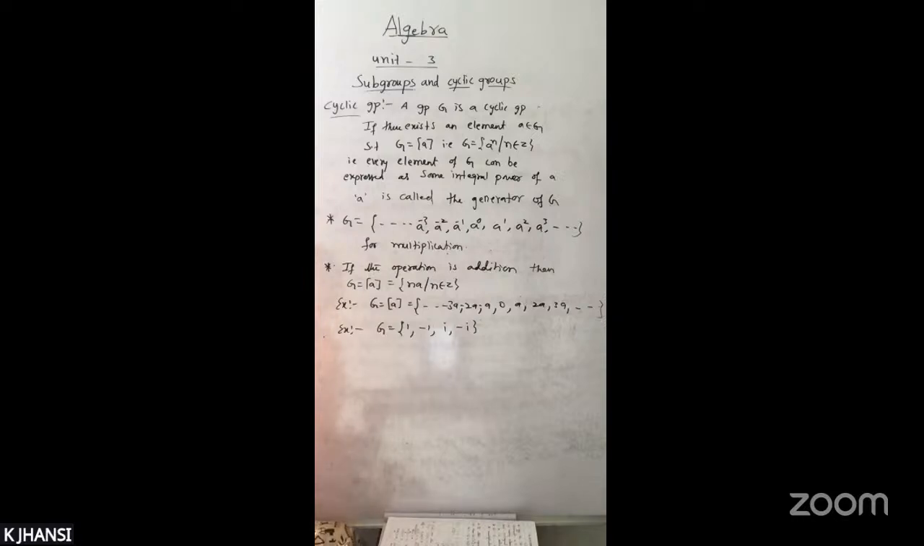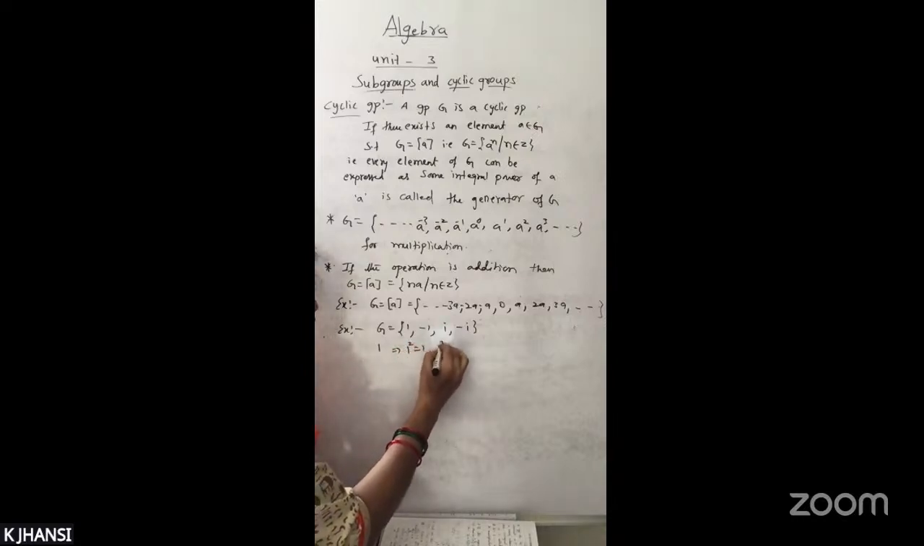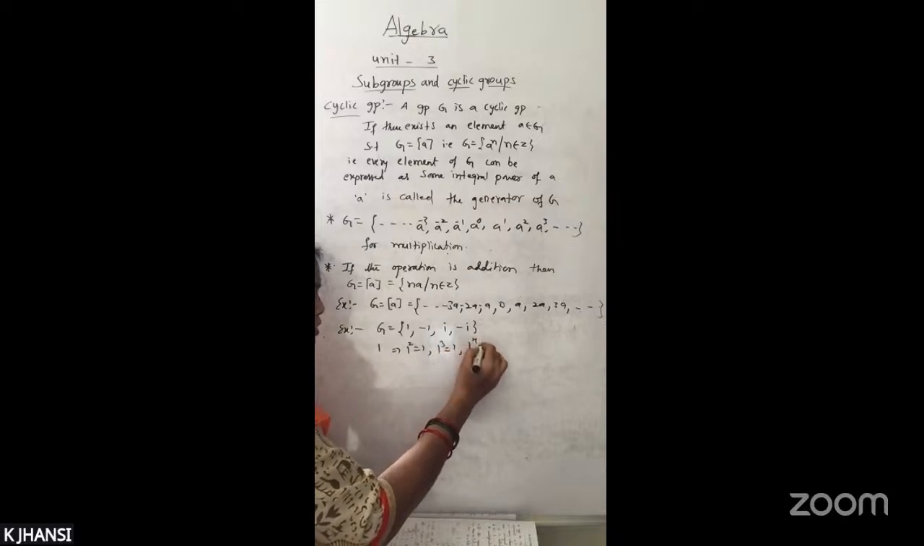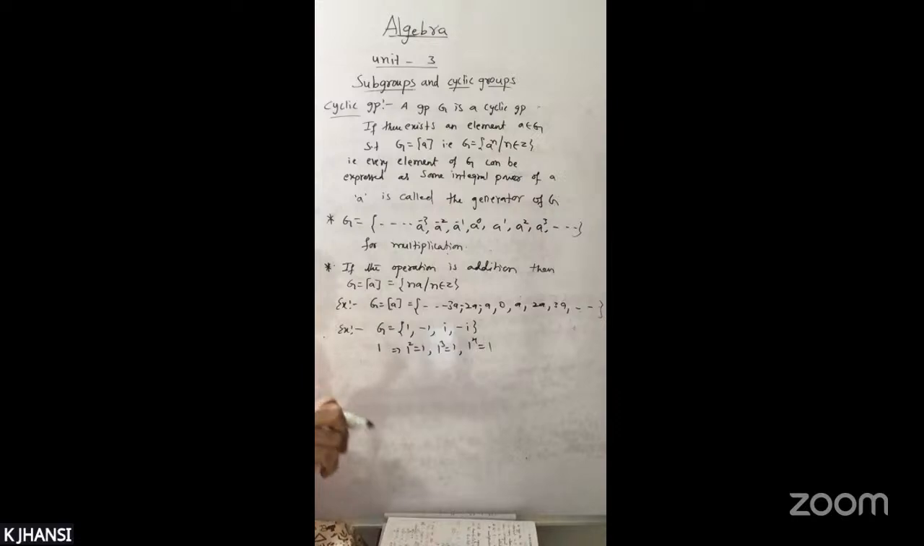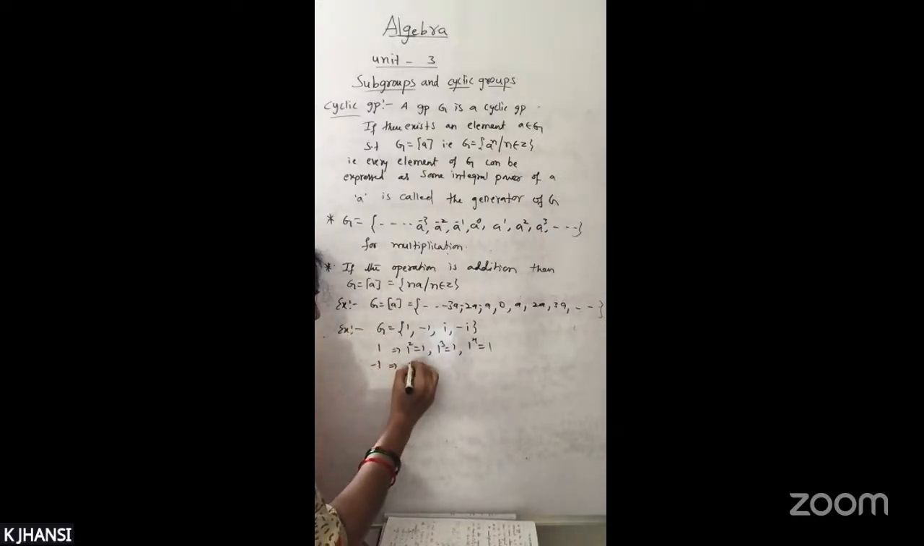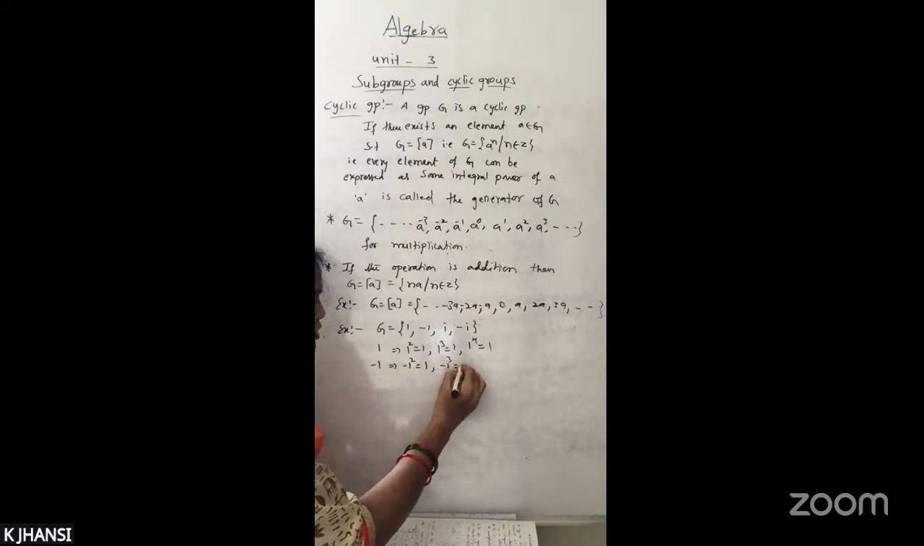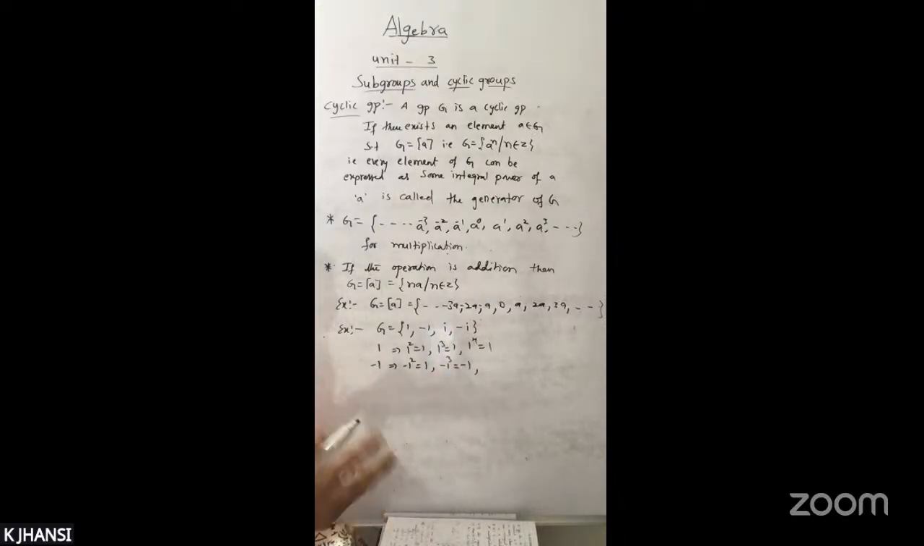Here, if you take the element 1, what will happen? 1 square is 1, 1 cube is 1 only, 1 to the power of 4 is 1. So for any integral power, you will get only a single element. If you take -1 also, -1 square is equal to 1, -1 cube is equal to -1. So only two elements you will get, that is 1 and -1. But we need 4 elements here.